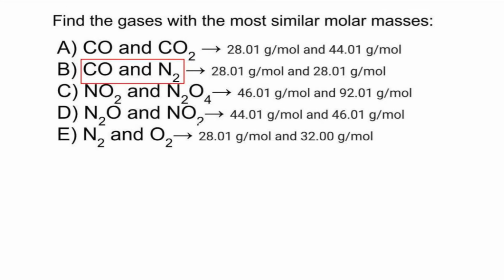Now we have to calculate the molar masses of each of the compounds. I rounded to the nearest hundredth for simplicity. So as you can see, the gases carbon monoxide and nitrogen have identical masses at 28.01 grams per mole. So our answer will be B.